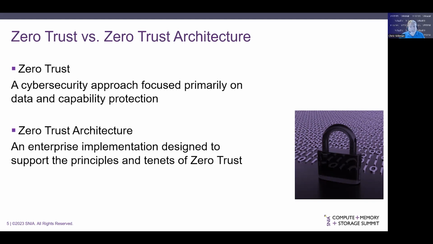Number five, the enterprise monitors and measures the integrity and security posture of all owned and associated resources. Number six, all resource authentication and authorization is dynamic and is strictly enforced before access is allowed. And number seven, the enterprise collects as much information as possible to improve its security posture. All these can actually be found in SP 800-207 as well. The key thing to think about is zero trust is what we're trying to do, and zero trust architecture is how we do it.